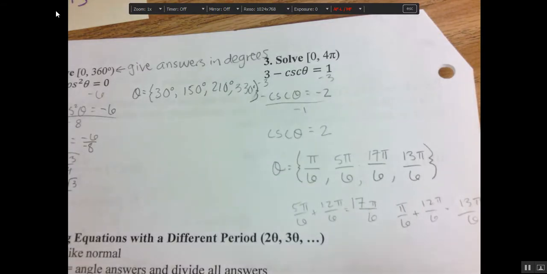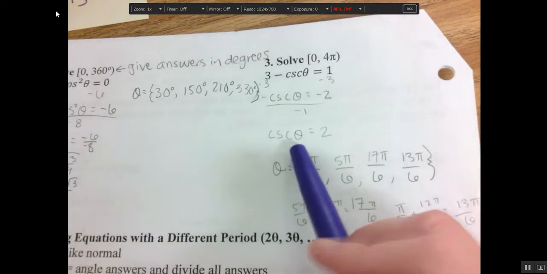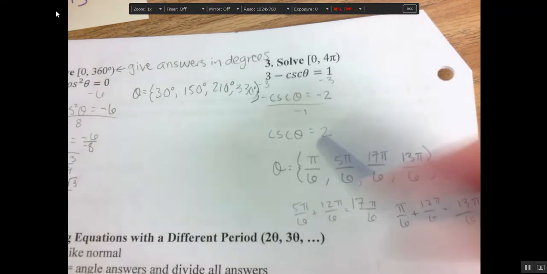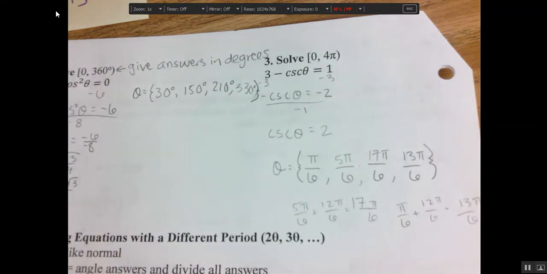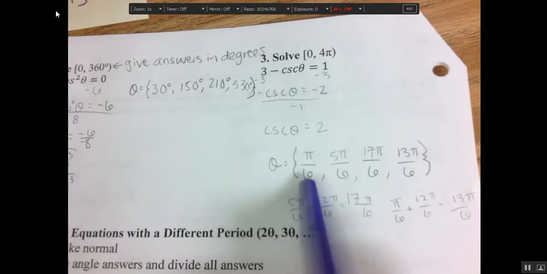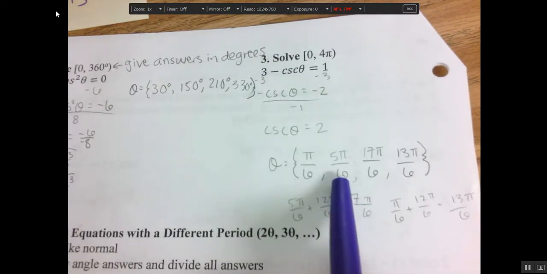Okay, looking at Emily's work, she isolated cosecant theta and got cosecant theta equals 2. A lot of you guys followed that up with a statement about sine theta. If cosecant theta equals 2, what does sine theta equal? 1/2. Good. So that might make it easier to see what you're looking for on the circle. You're looking for where the sine is 1/2. So on your circle, you'll see that at pi over 6 and 5 pi over 6.